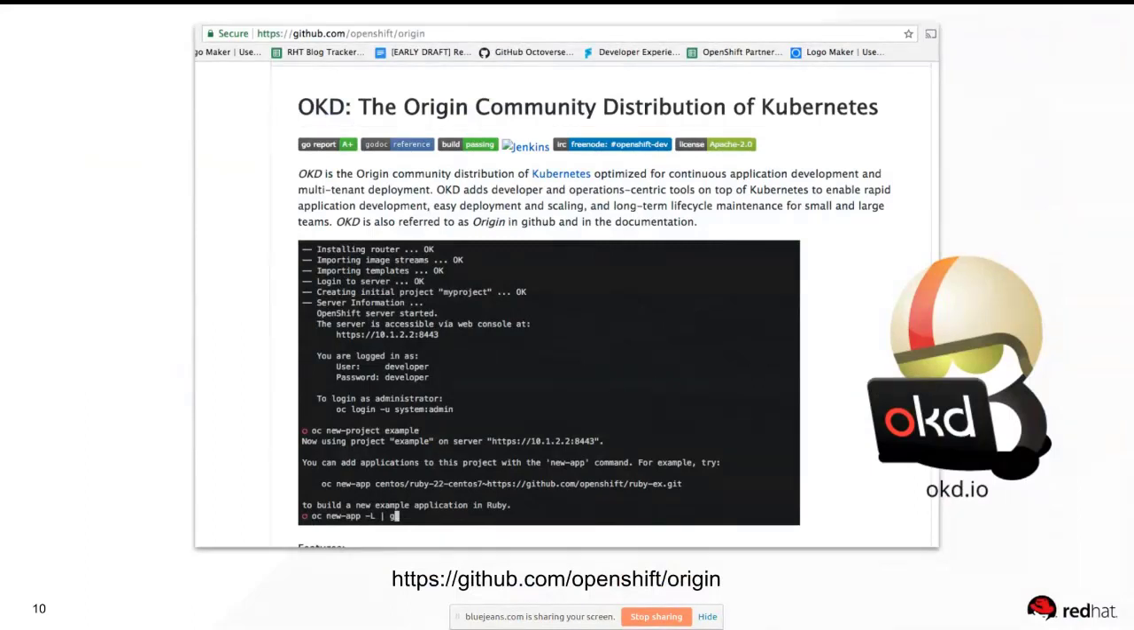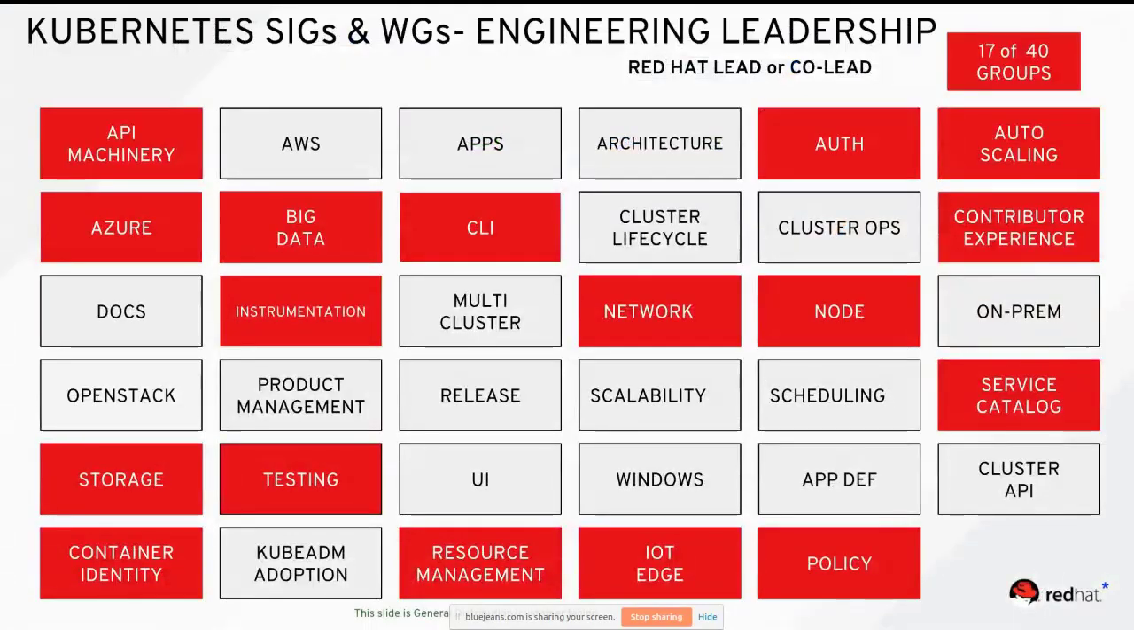OKD is the origin community distribution of Kubernetes. As I said, if any of you are listening to this and getting a little concerned and didn't realize we changed the names, we didn't change the name of the repo, so any of your scripts are probably just working nicely as is. So go ahead, flip to the next slide so we can get into this a little bit more.